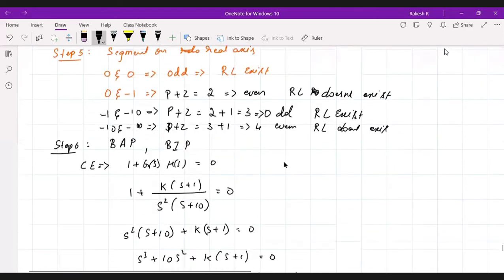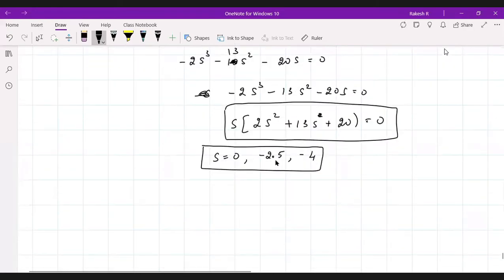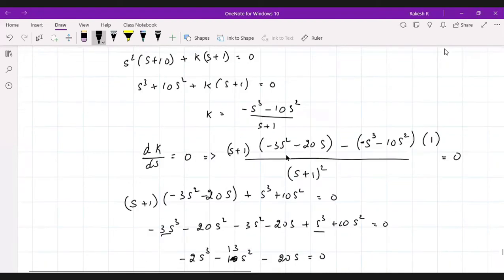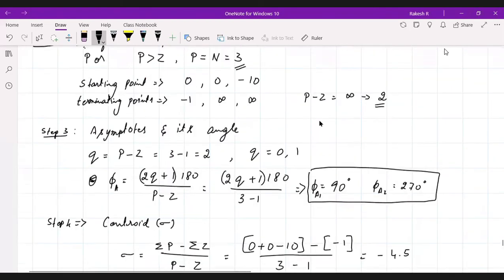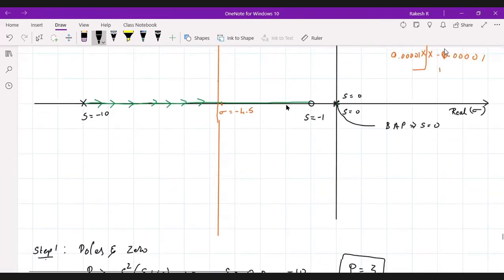Next one is S equals minus 2.5. We shall check that in the S plane here. See here, minus 2.5, it is 1, 2, 2.5 is here. Right. So what is this? This is also a valid breakaway or break-in point. Which one? So that is a breakaway point only, sir. Why do you need to take it as a breakaway point?